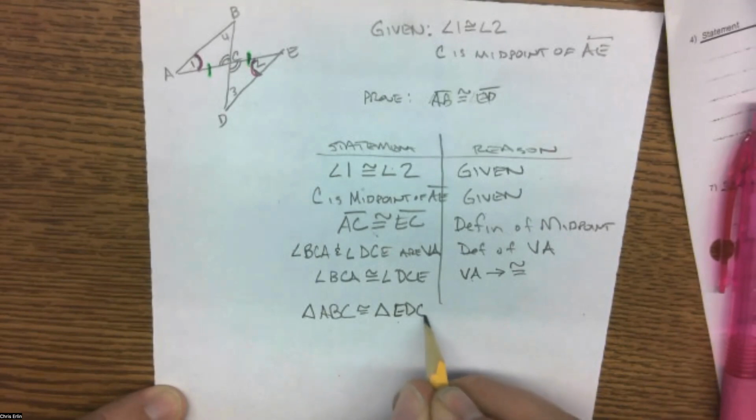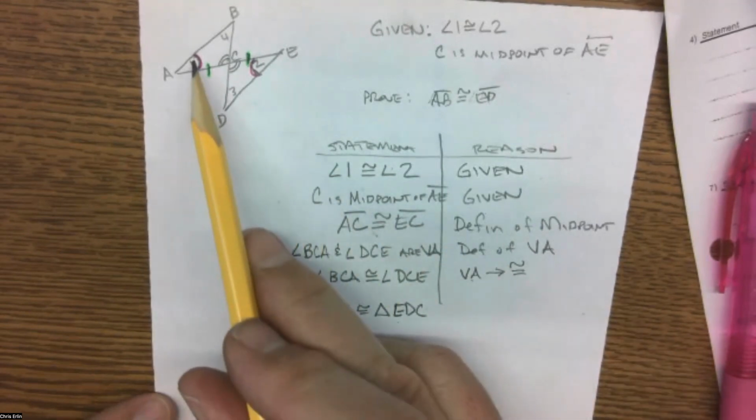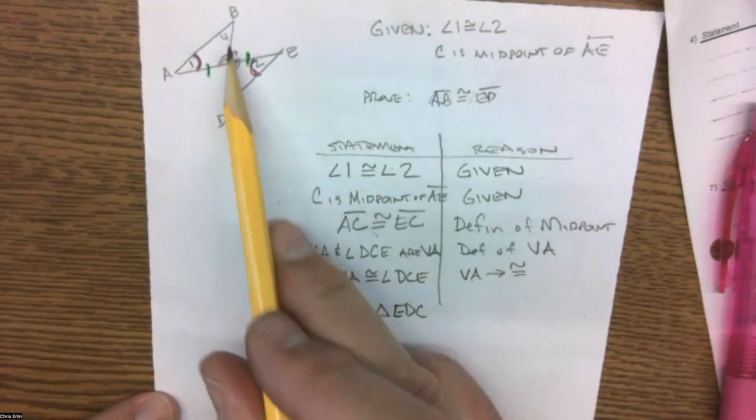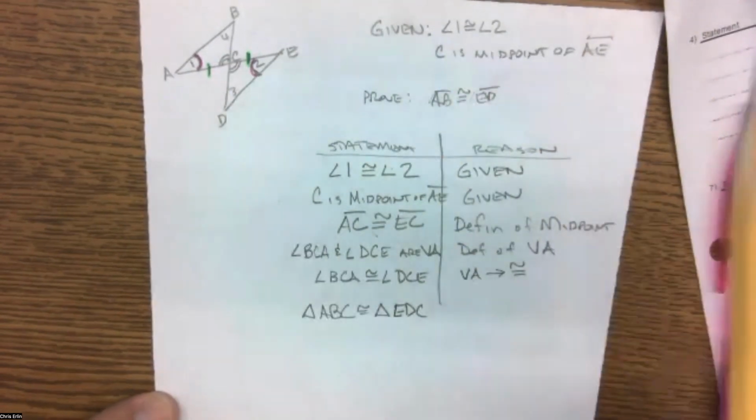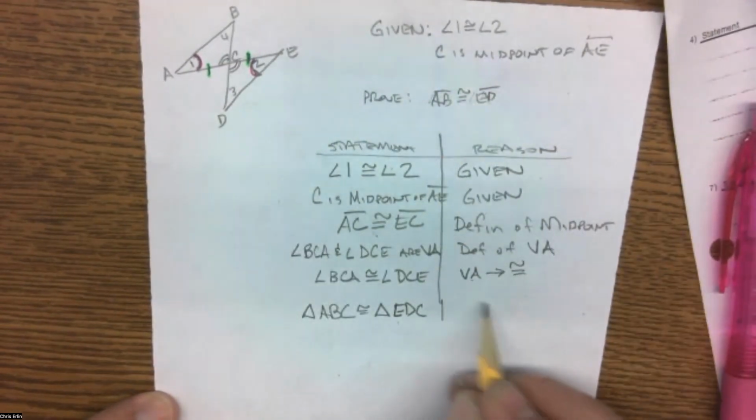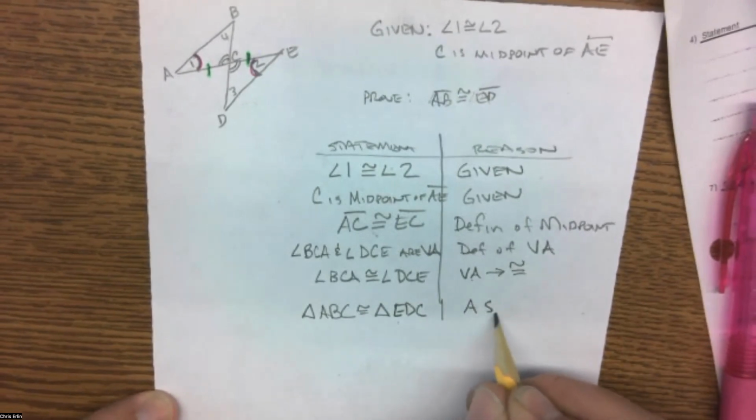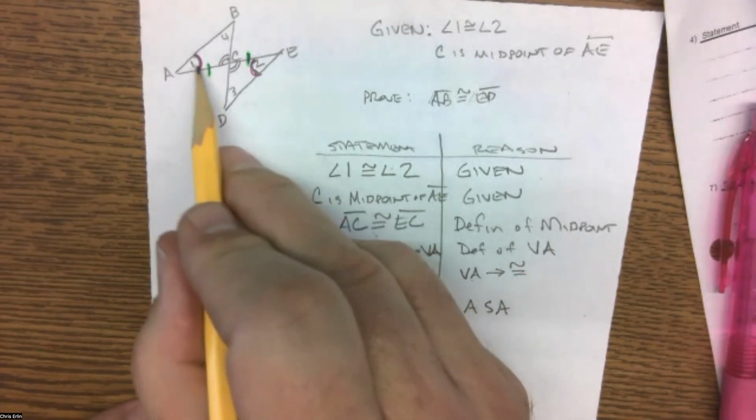Good, EDC. Okay, I've got to make sure that the A matches with the E, the B matches with the D, and the C's match. And Declan, finish that off. Why can you claim these two triangles are congruent? Angle, side, angle. Angle, side, angle. From our picture, we can see that clearly.